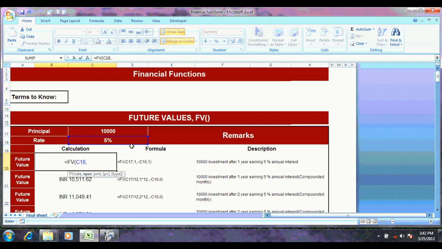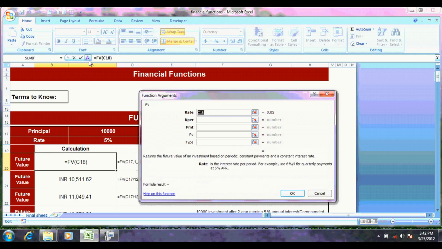Comma, NPER is the period. Let me first tell you, it returns the future value of an investment based on periodic constant payments. So rate is the interest rate per period. NPER is the total number of payment periods in the investment. In our case, it is 1.